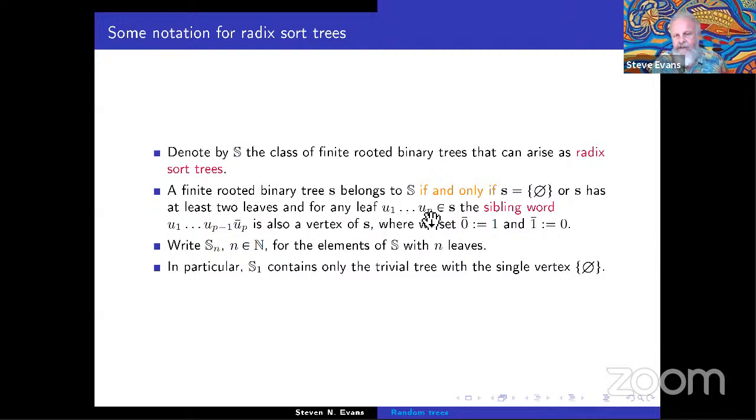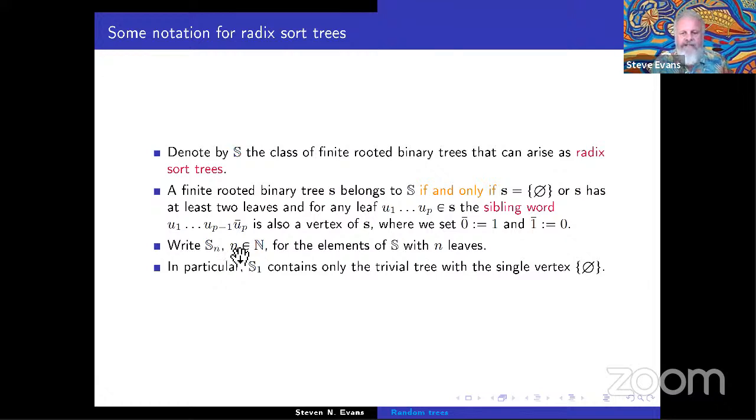So if you've got a leaf U of S, the word that we produce by flipping the final bit of U, so if the last letter of U is a 0, we flip it to a 1, or if the last letter of U is a 1, we flip it to a 0. So the so-called sibling, sibling means brother or sister, will also be a vertex of S.